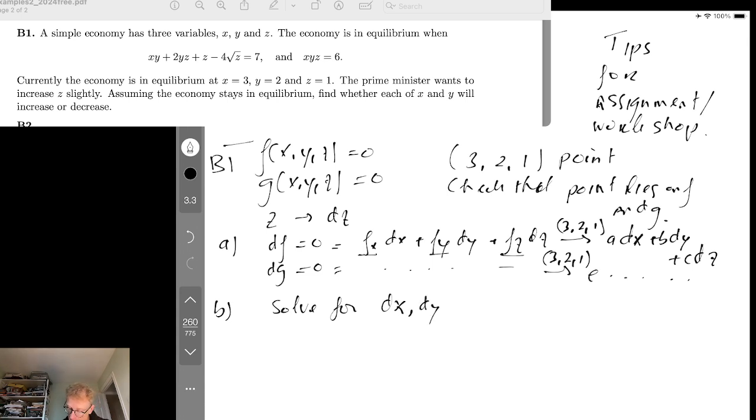So this would be e dx plus f dy plus, oh, I have already an f, so that's not wise. So let's say h dy plus k dz, and these are values which you obtain after evaluating the partial derivatives in the point. And now we are going to solve for dx, dy given these two equations. So solve for dx, dy in terms of dz.